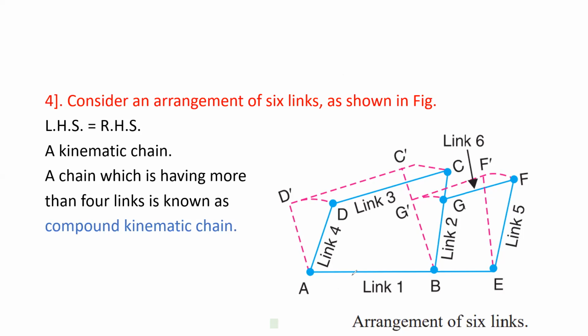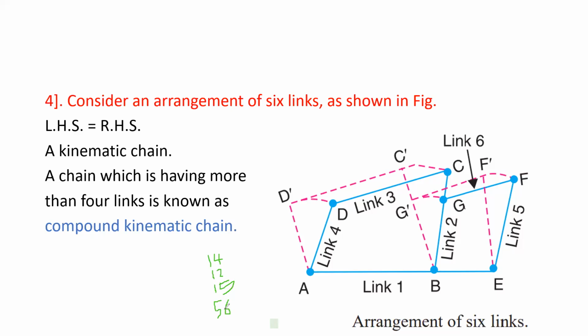So let us count. Link 1 and link 4. This is one kinematic pair. Then 1 is also connected to 2, link 2, one kinematic pair. 1 is also connected to link 5. Then link 5 is connected to link 6.